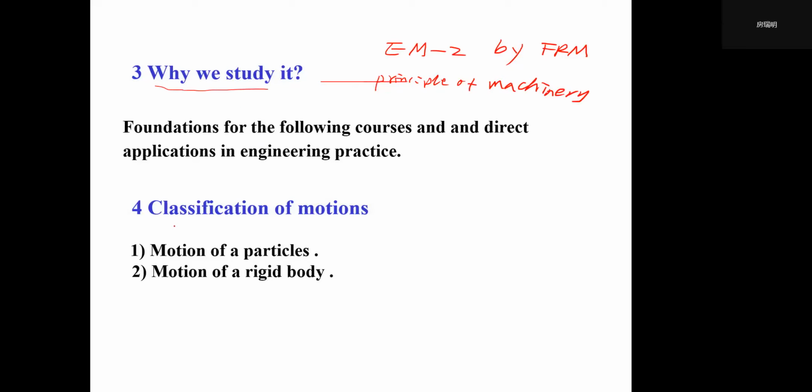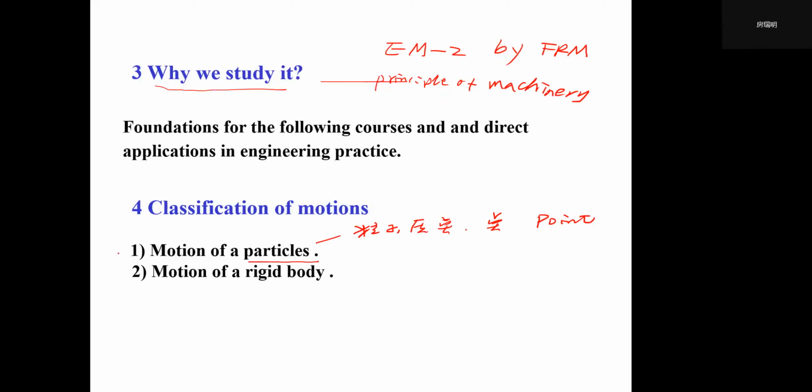And the classification of motions. So the motion of particles. Particle means 粒子, right? Or 质点. Actually, it is a 点, right? It is a point. So we first start to study the motion of a point.